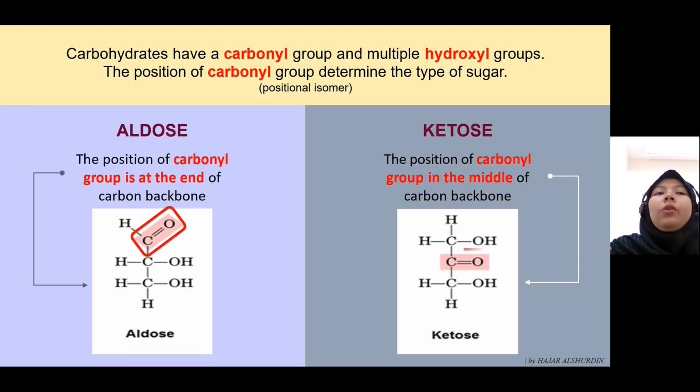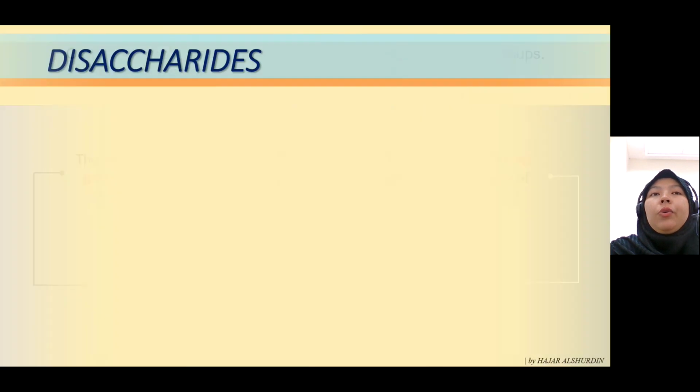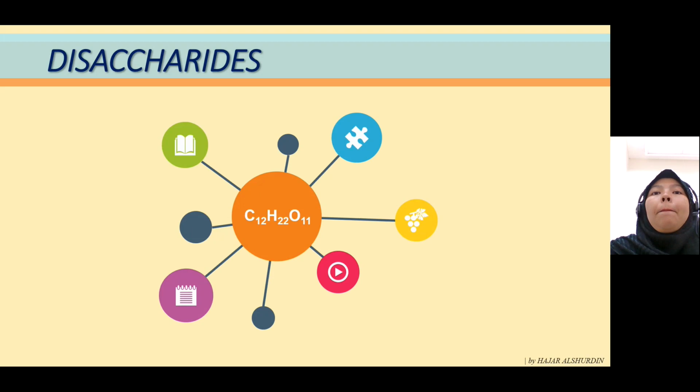So you have to take note of the name of the carbohydrate. The structural name is different. The first factor is the position of the hydroxyl group, like galactose and glucose. Meanwhile, another factor that influences the name is the position of the carbonyl group, either at the end of the carbon chain or in the middle.